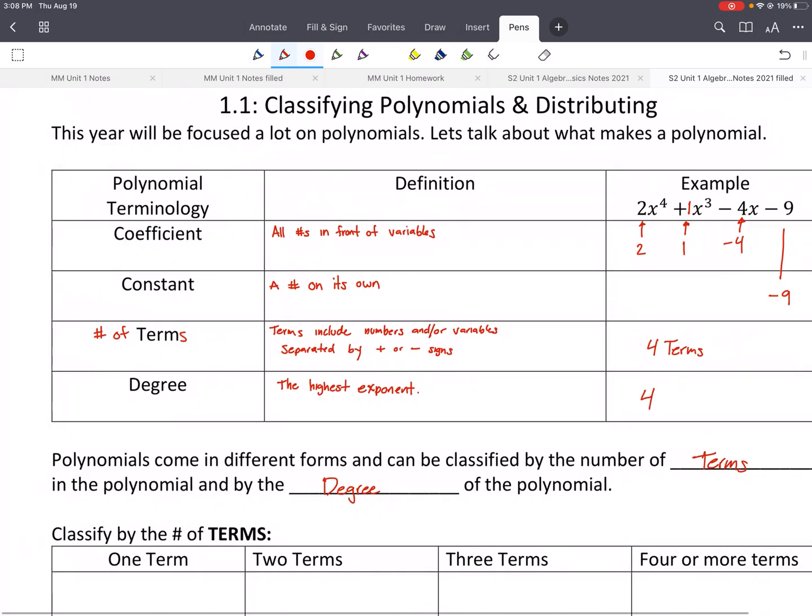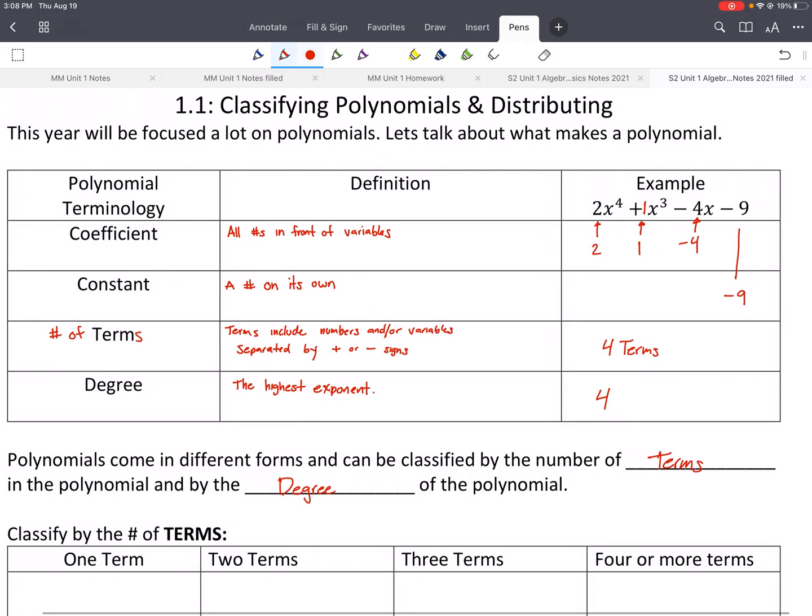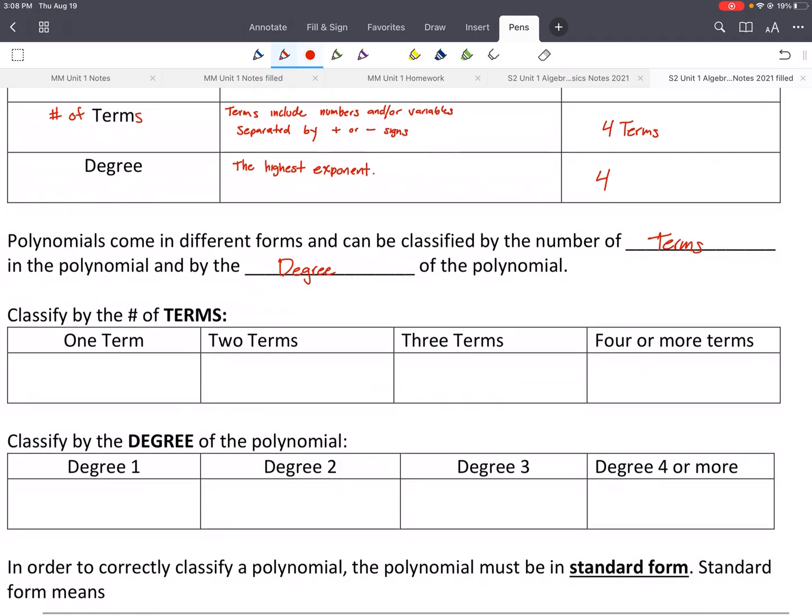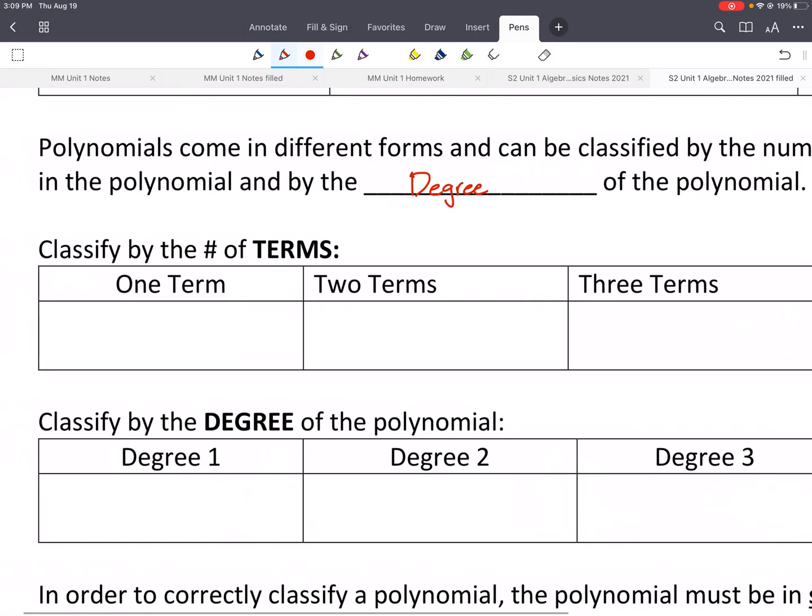All right. Next, polynomials come in different forms and can be classified by the number of terms in a polynomial and by the degree of the polynomial. So let's talk about a little bit more vocab. If we're classifying a polynomial by terms, like how many terms there are, if there's one term, it's called a monomial.